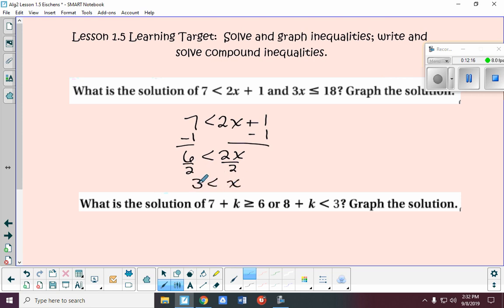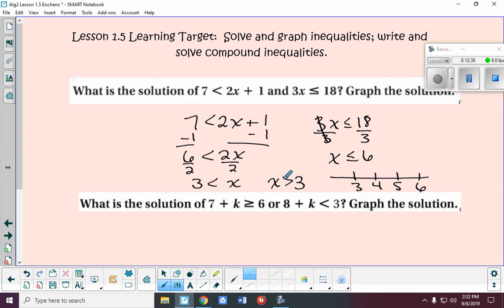And again, I want to switch this around. So it says x is greater than 3. So that's the first one. 3x is less than or equal to 18. So x is less than or equal to 6. Now when we graph that, we have 3, 4, 5, 6.